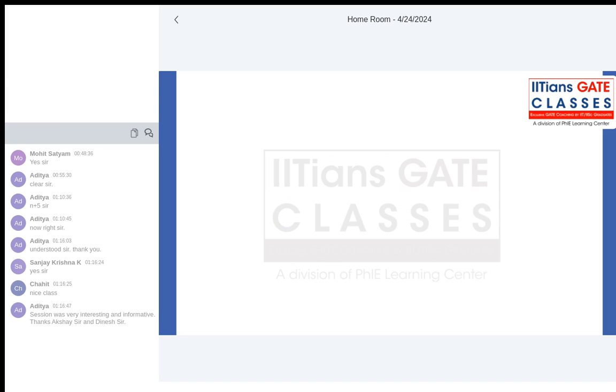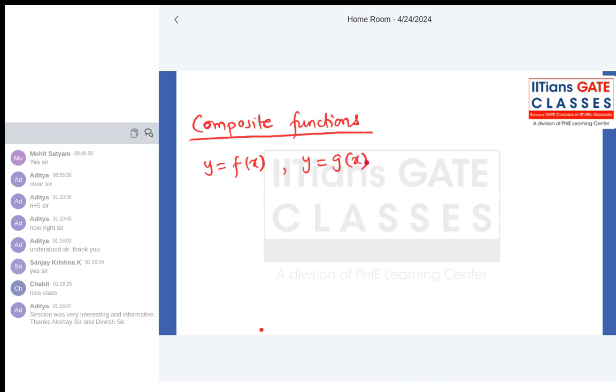And one more thing, we will discuss this later in detail, but you should know that there is something called composite functions. Let's say there is one function defined as y equal to f of x, and another function defined as y equal to g of x. I can define one function which will be f of g of x or g of f of x, and these sorts of functions are called composite functions.